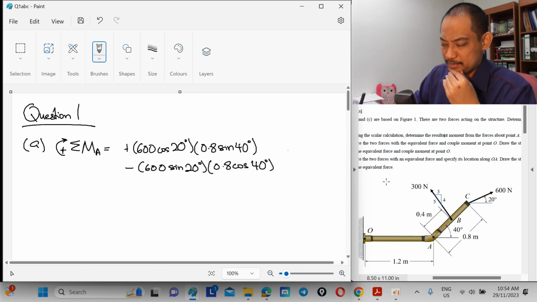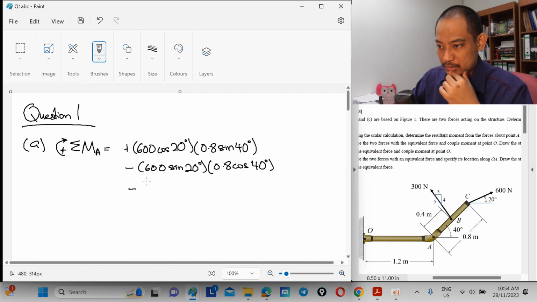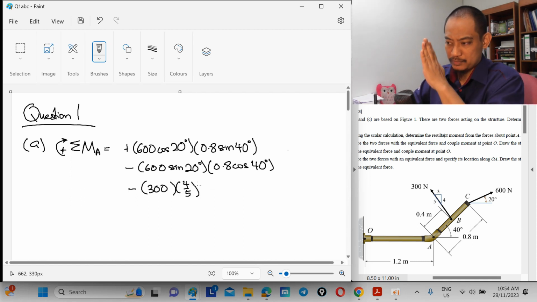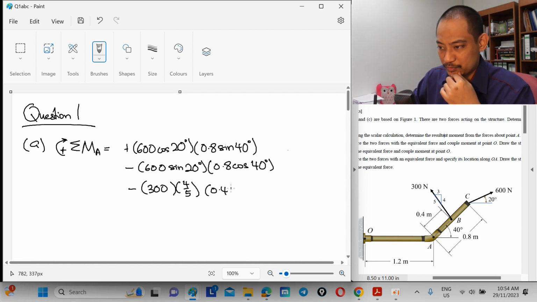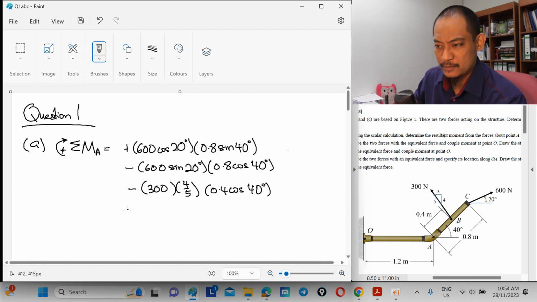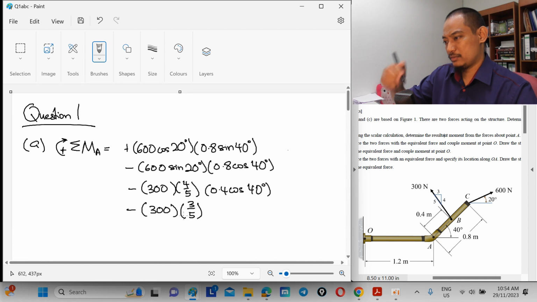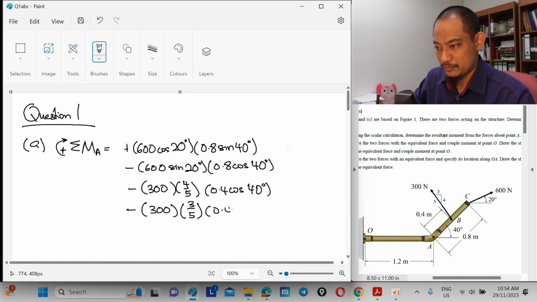Alright, and the 300, let's take vertical first, so it's counterclockwise, so minus 300, 4 over 5, and then the distance is 0.4 cos 40 degrees, and then also minus 300, 3 over 5, 0.4 sine 40 degrees. Those are two forces. Alright, so let's calculate.